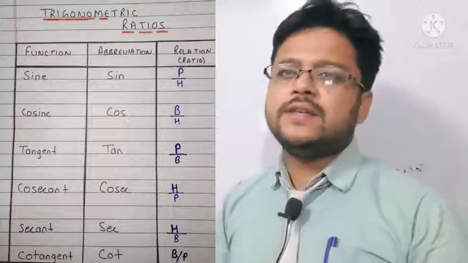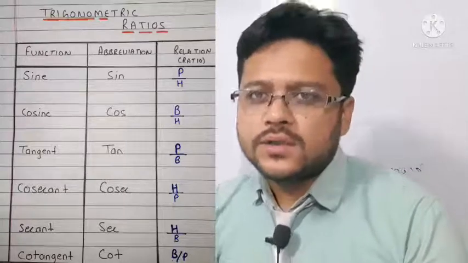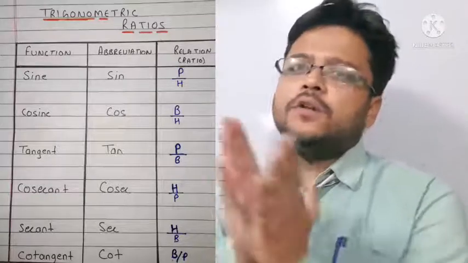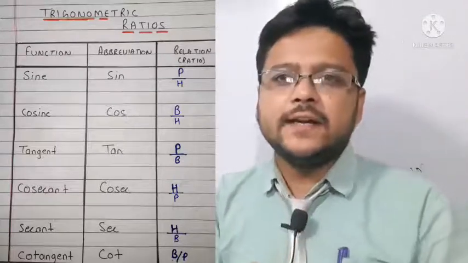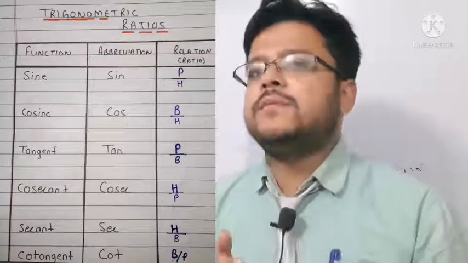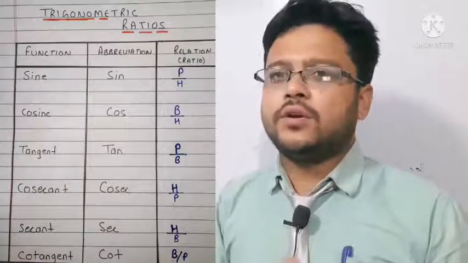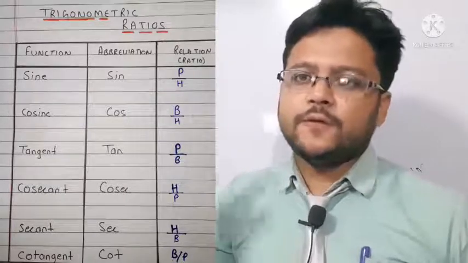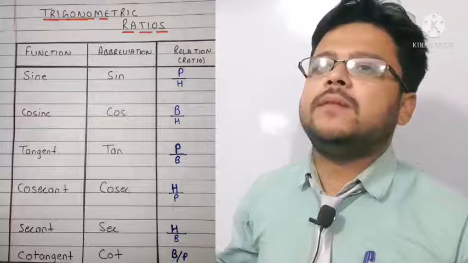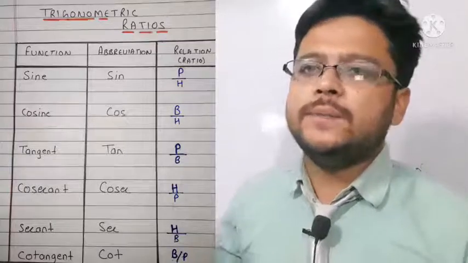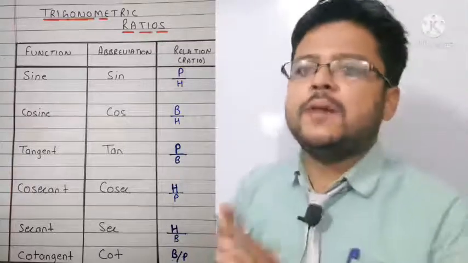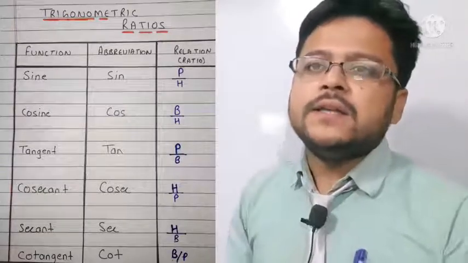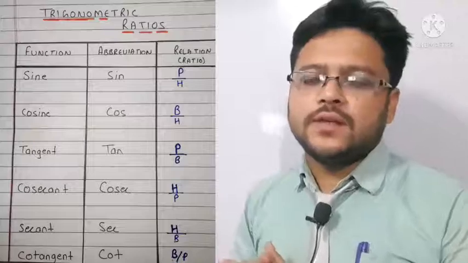You have to learn only these three, because I already told you that the other three are the reciprocals of these three. If you learn sin theta, then you already know cosec theta, because sin theta is p upon h, so cosec theta is h upon p. If cos theta is b upon h, then sec theta is h upon b. If tan theta is p upon b, then cot theta is b upon p. But this may create much confusion in your mind.